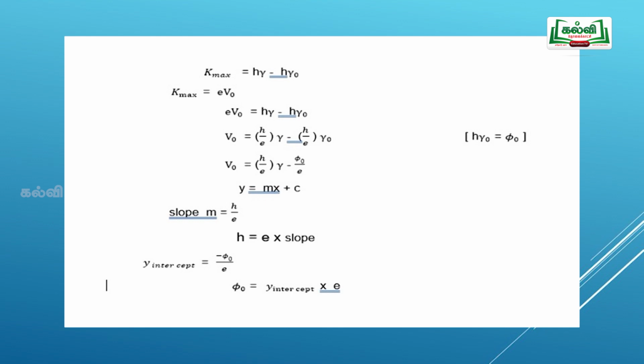So when you substitute, you will get V naught is equal to h by e nu minus phi naught by e. This is an equation of the form y is equal to mx plus c, a straight line. So the slope of the line indicates h by e. From this we can get Planck's constant, h equals e into slope, and the y-intercept is minus phi naught by e. So phi naught is equal to y-intercept into e, which will give you the work function of the metal.